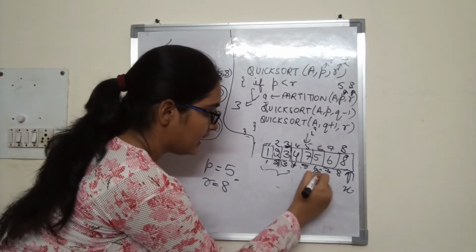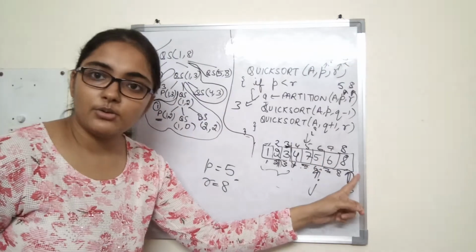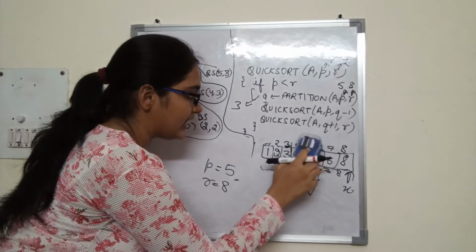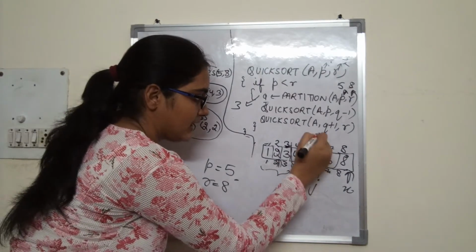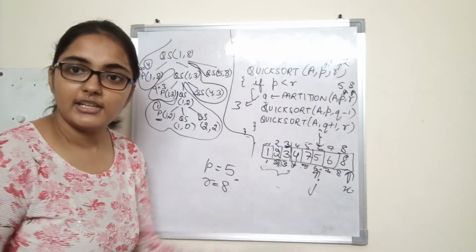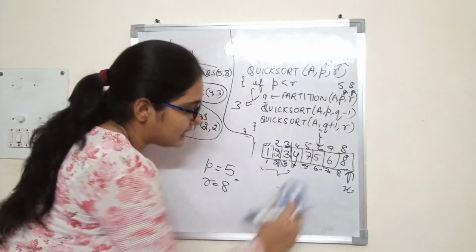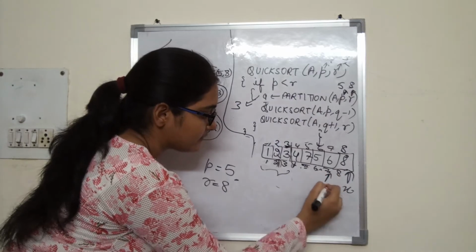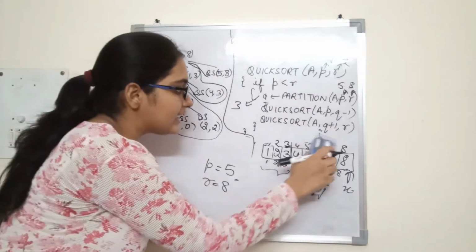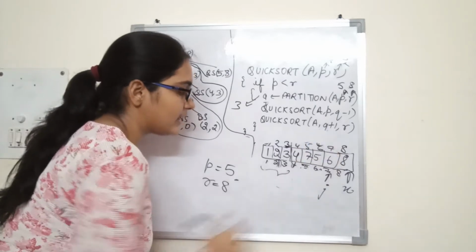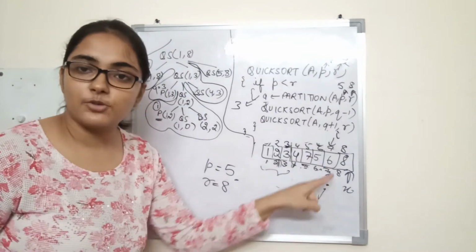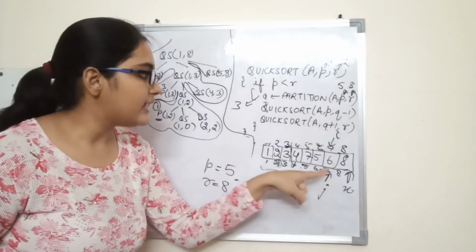Now J will be incremented. Now is 5 less than or equal to 8? True. What will happen? I will be incremented and A of I and A of J will be exchanged. Again I and J point to the same element, so the exchange will not result in anything new, right? Now J will be incremented further. Now is 6 less than or equal to 8? True. So what will happen? Again increment I and exchange A of I with A of J. Again nothing will happen because I and J both point to the same element.